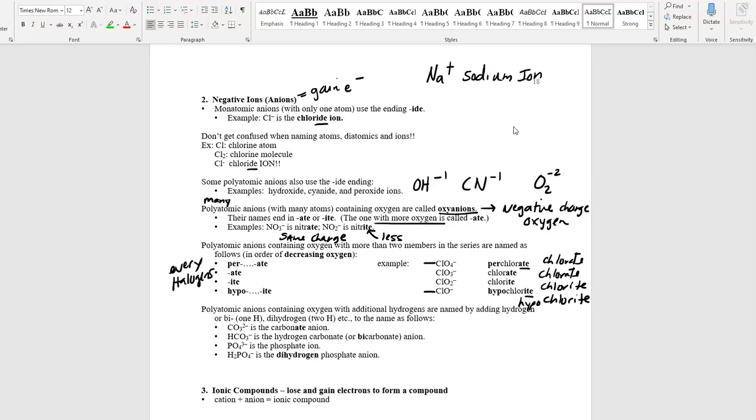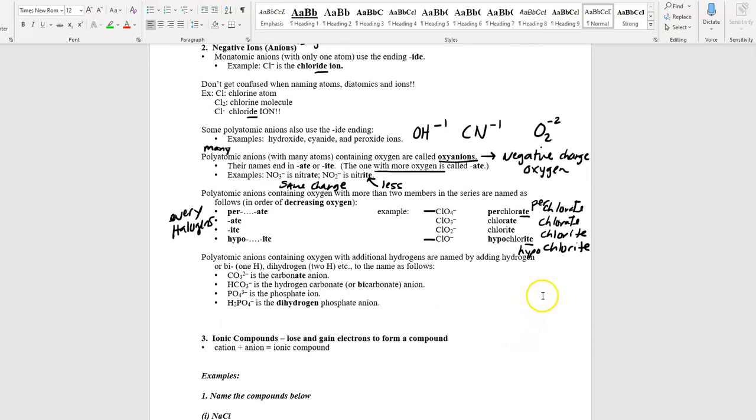Permanganate has 4 oxygens also. So there is a reason why they call it per. Some students like to say tetra for 4, and it's not molecular. We're not talking about molecular compounds or anything like that. You can also add hydrogens to polyatomics too.